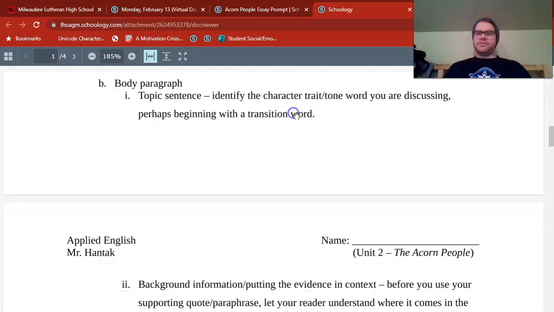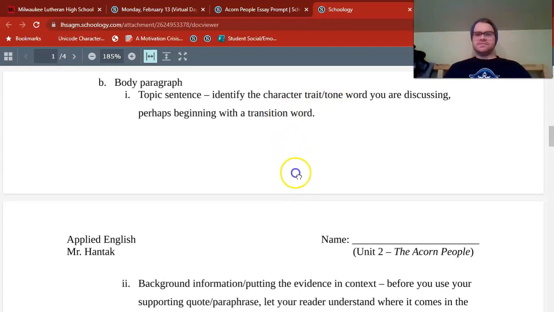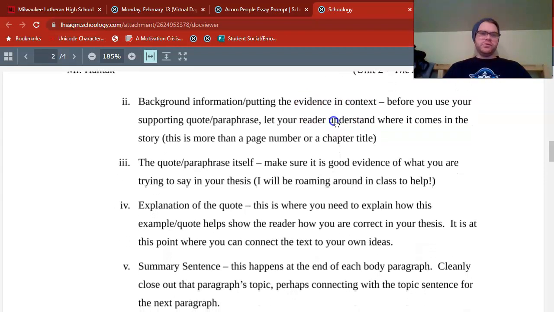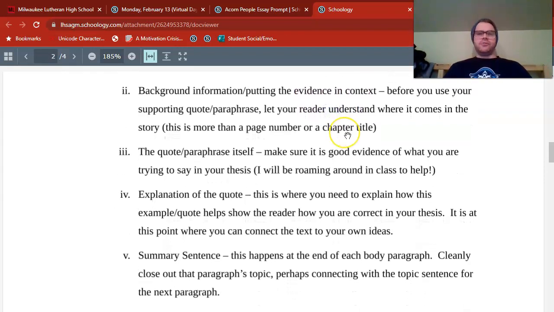Body paragraphs, again, we'll have 3 of them, but they all work the same way. In your topic sentence, identify whichever character trait or tone word you're discussing. You could begin with a transition word, first, next, last, for instance. From there, background information. So before you use a quote or paraphrase, let your reader understand where it comes from in the story. From there, we're going to include a quote or paraphrase itself from the text. Again, we'll have the books in the classroom that you can use as a reference. You want to make sure that it's good evidence of what you're trying to say in your thesis.